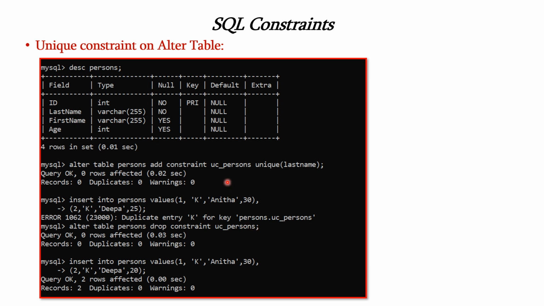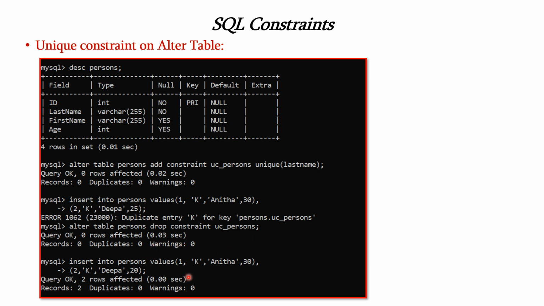So the advantage of having this constraint name is that whenever we don't want this constraint, we can drop it easily. So for example, here we can drop like this. ALTER TABLE persons DROP CONSTRAINT. To add the constraint, we have to use ADD CONSTRAINT. To remove the constraint, we can use the keyword DROP. So drop constraint. The constraint name we have enforced is UC_persons. So if we give that name and execute the statement, the constraint will be dropped.